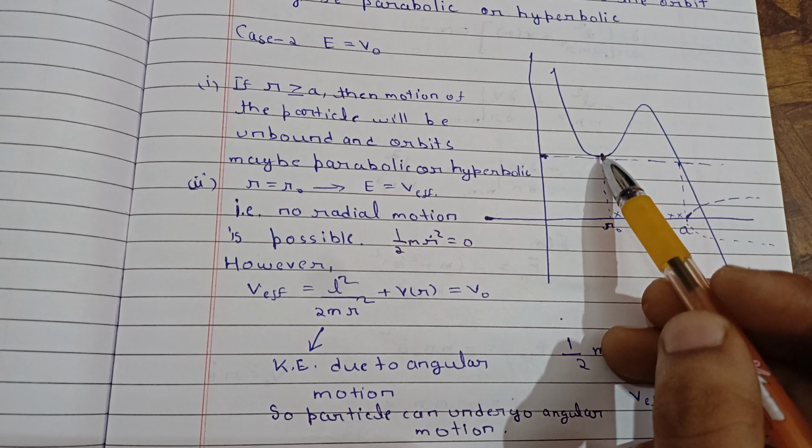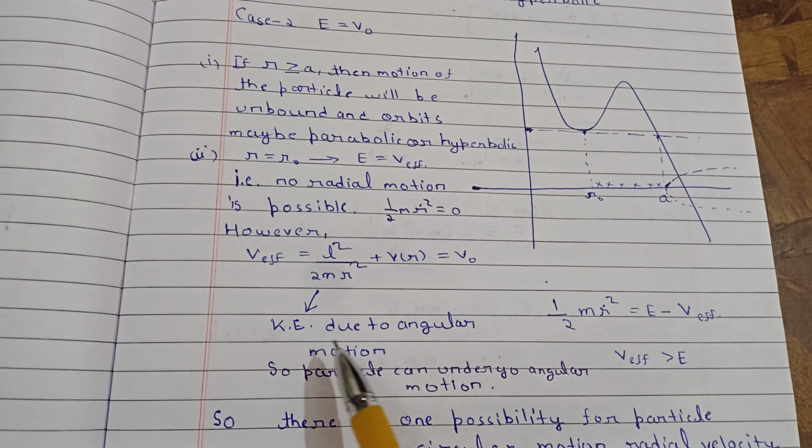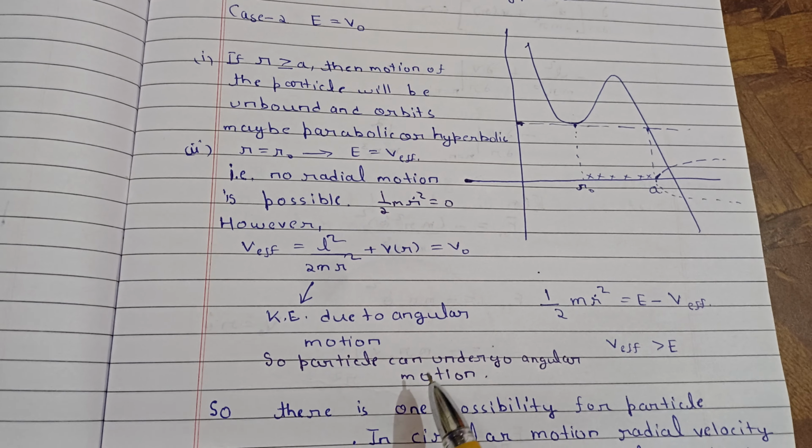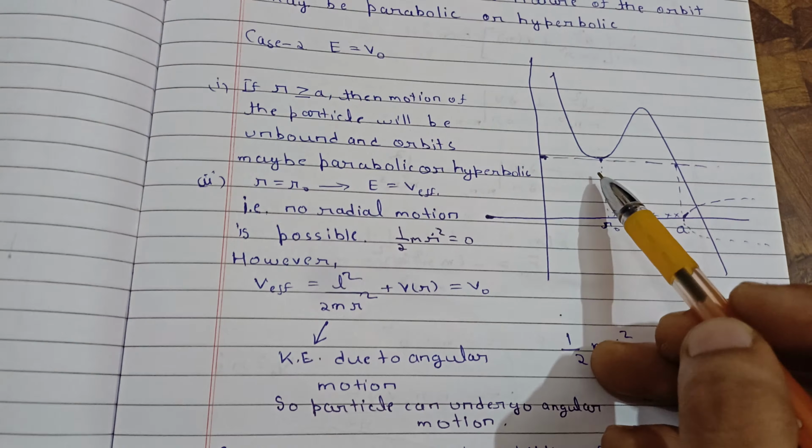So at this point, only the kinetic energy of the particle is possible, which is angular. Okay, so this energy is possible: kinetic energy due to angular motion. So the particle can undergo angular motion only at this point.